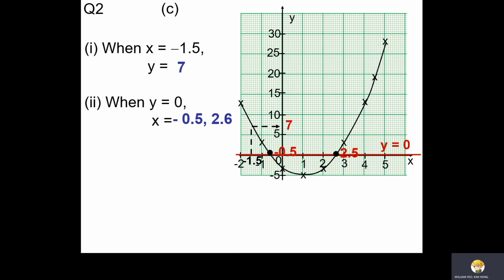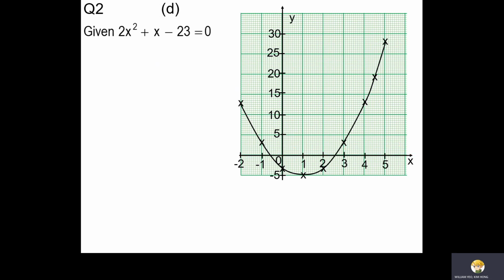Part D, again, the most challenging part. So they give you this. 0 must be on the right. If they give you something equal to something, you have to move everything to the left so that you are only left with 0 on the right.